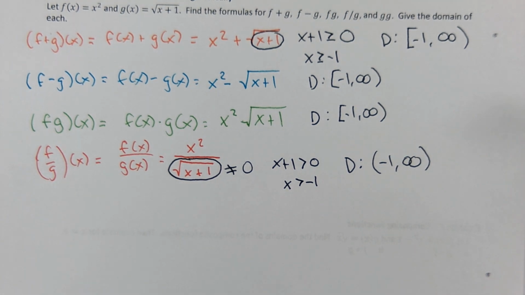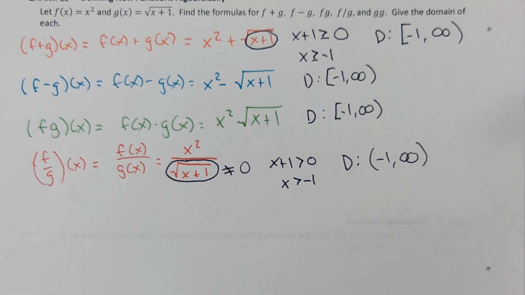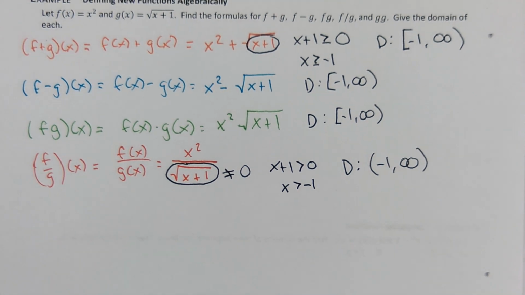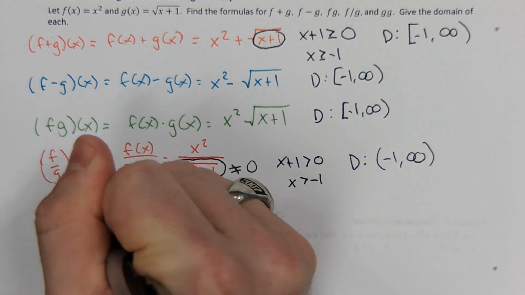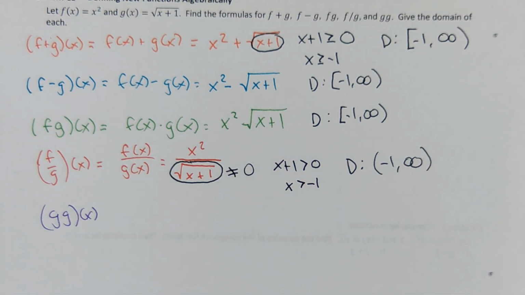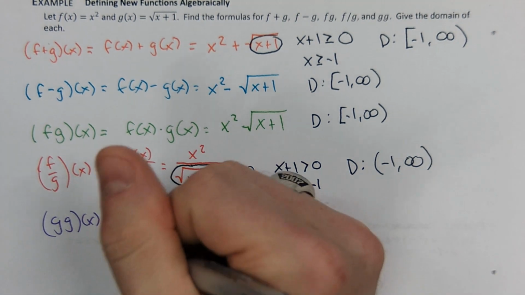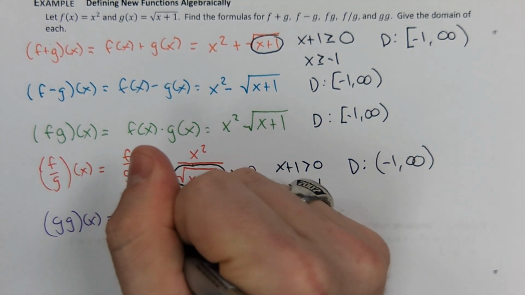The last example is kind of fun for me. One, because its name is fun, GG. If you're a gamer, you know. Two, the math does something neat. Let's find GG of x. Yeah, GG, that's what I was thinking when I was grading those tests. All right, so we got g of x times g of x.